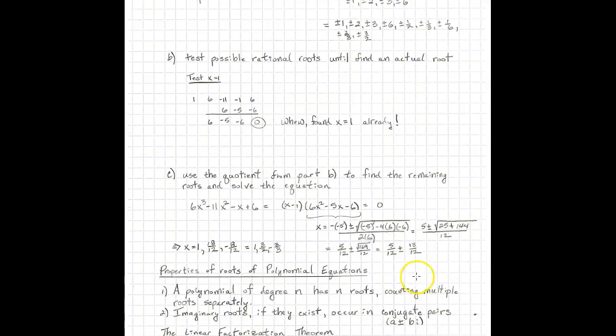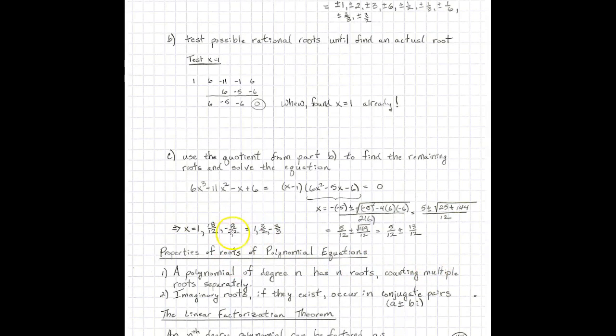And thus I get two different roots, 15/12 plus or minus 13/12. So 18/12 or minus 8/12, which is 3/2 or minus 2/3. So these are my three roots.